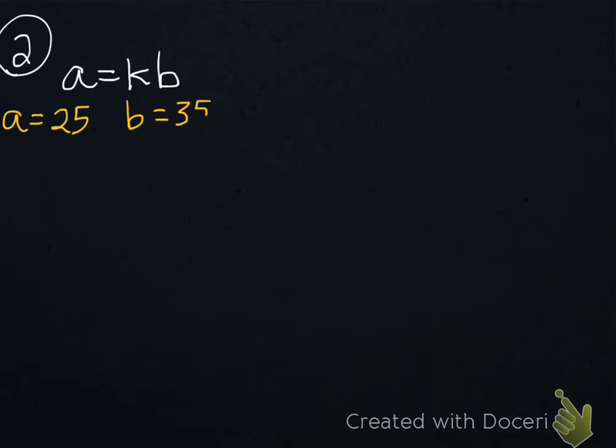Number 2. A is directly proportional to B. So A equals k times B. When A is 25, B is 35. So I have A equals 25, B equals 35. That's what we're going to use to find k. Now find B when A is 40. So that would be my other set of criteria. A equals 40. What is B?